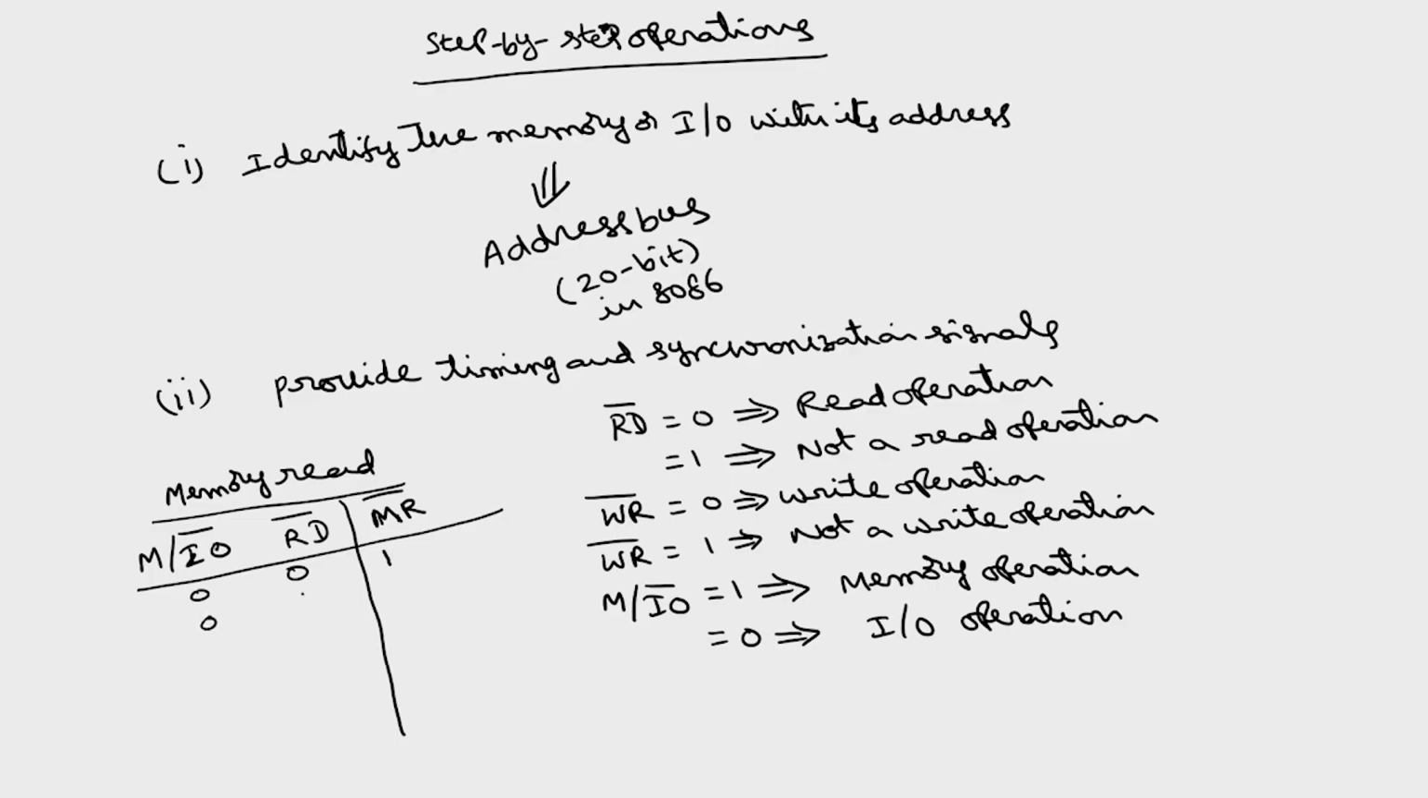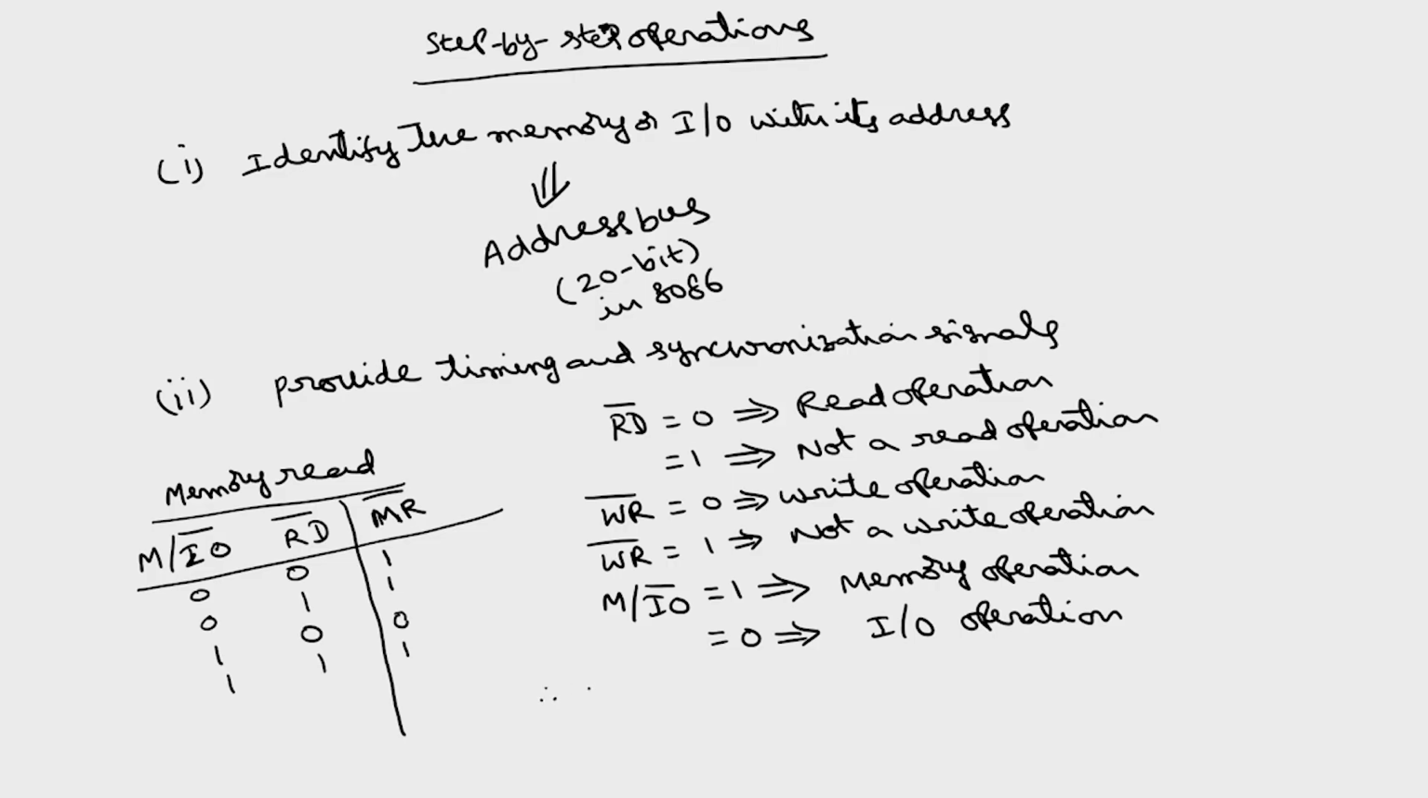Similarly, if I take 0 1, still this IO bar is 0, which means this is an IO operation. So, it is not a memory read operation, so memory read bar is 1. If this is 1 0, so this M is 1, which means memory operation, and read bar is 0, which means read operation. So, we have to perform a memory read operation, so memory read bar should be 0. Similarly, 1 1, this is memory only but not a read operation, so memory read bar will be 1. So, using these 3 signals, what is the logic circuitry required to generate memory read bar?